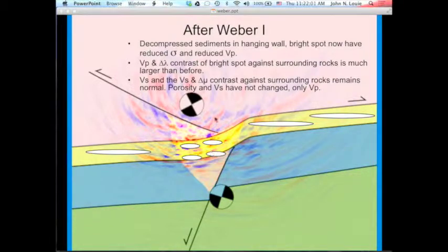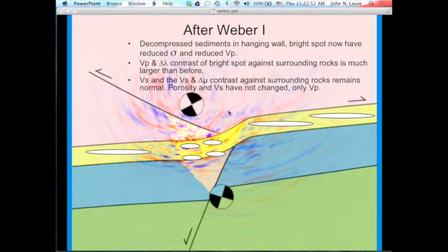Okay, so the decompressed sediments in the hanging wall and the bright spot that's there now have reduced Poisson's ratio and reduced VP. Okay, the VP and delta lambda contrast of the bright spot against the surrounding rocks, which don't have the bulldozed sediments, since above and below it's basically all basalt. So there's less porosity, and they have a normal 0.25 Poisson's ratio, and then we have this reduced Poisson's ratio, maybe as low as 0.2, in the slab interface, depending on how spherical the cracks got.